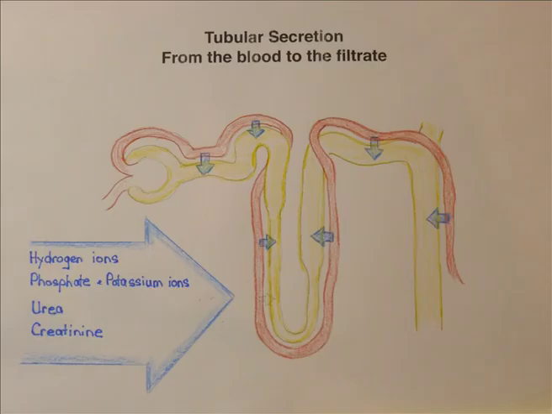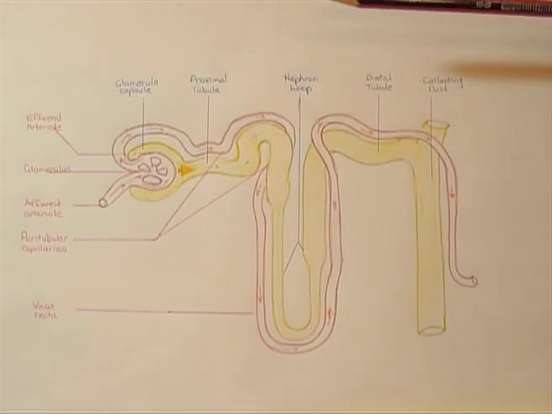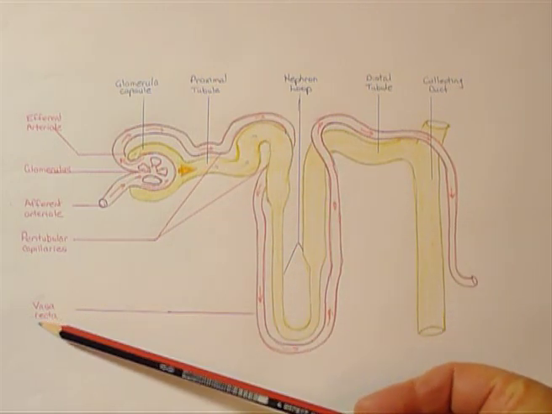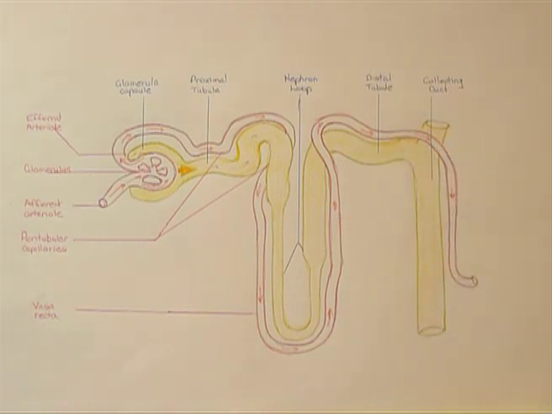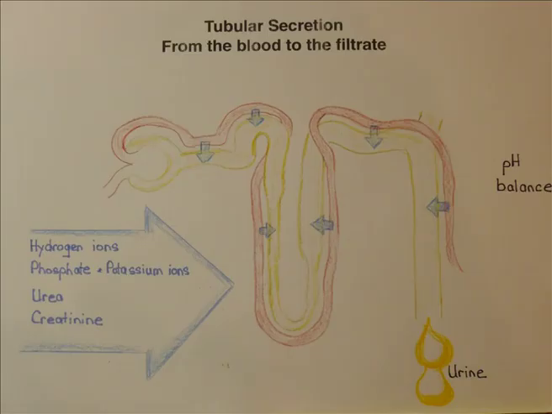The final step is tubular secretion, and is the process of moving substances from the blood into the filtrate. Like tubular reabsorption, it occurs along the renal tubule and collecting duct. From a capillary bed of peritubular capillaries and vasa recta, selected substances such as hydrogen ions, phosphate and potassium ions, urea and creatine are secreted into the filtrate. It is also here that adjustments of hydrogen, bicarbonate and phosphate ions are made to maintain blood pH.